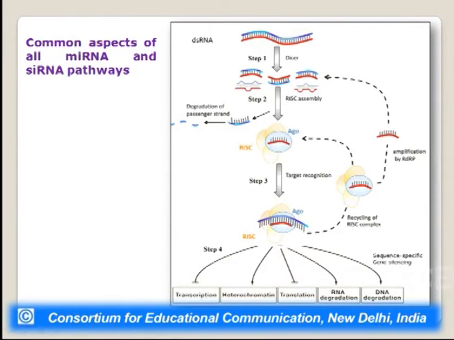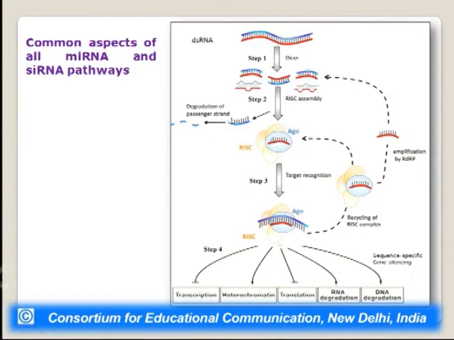Initially it is a double stranded RNA molecule which associates with the RISC complex. The passenger strand then leaves and the guide RNA remains with the RISC complex, and now it is said to be an activated RISC complex. This activated RISC complex then binds to the target mRNA and brings about gene silencing in any of several ways. It can inhibit transcription, it can increase heterochromatinization, it can inhibit translation, it can stimulate RNA degradation, and it can also stimulate DNA degradation. So, it can exert its control by any of these mechanisms. This is the common aspect of all miRNA and siRNA molecules.